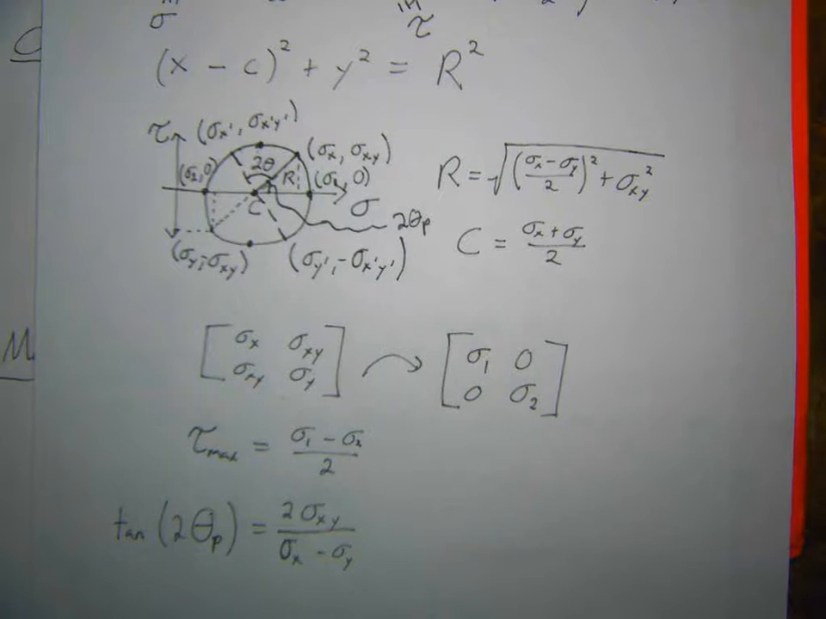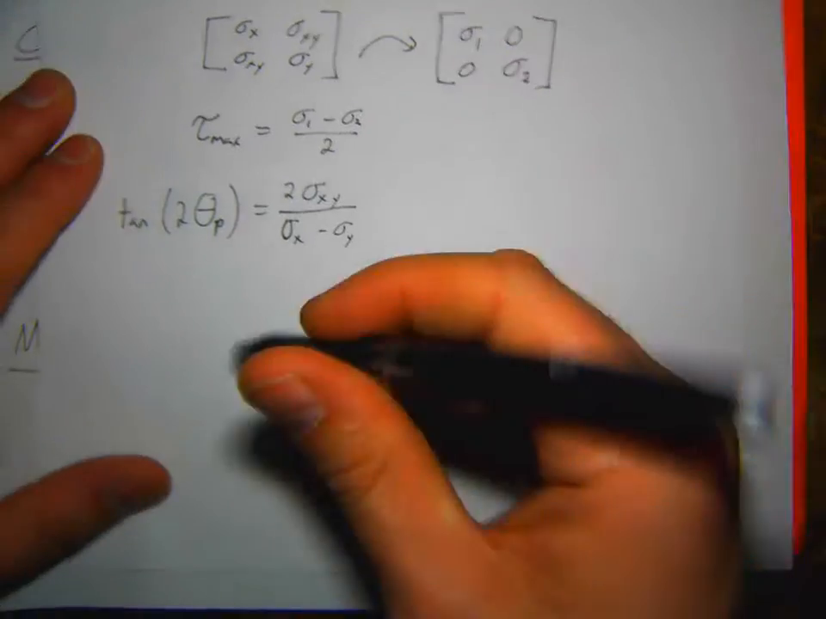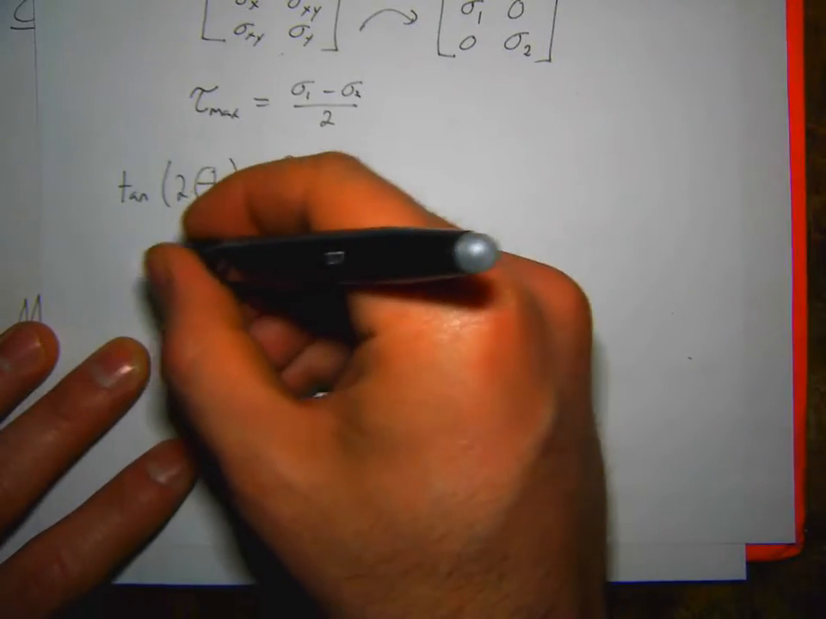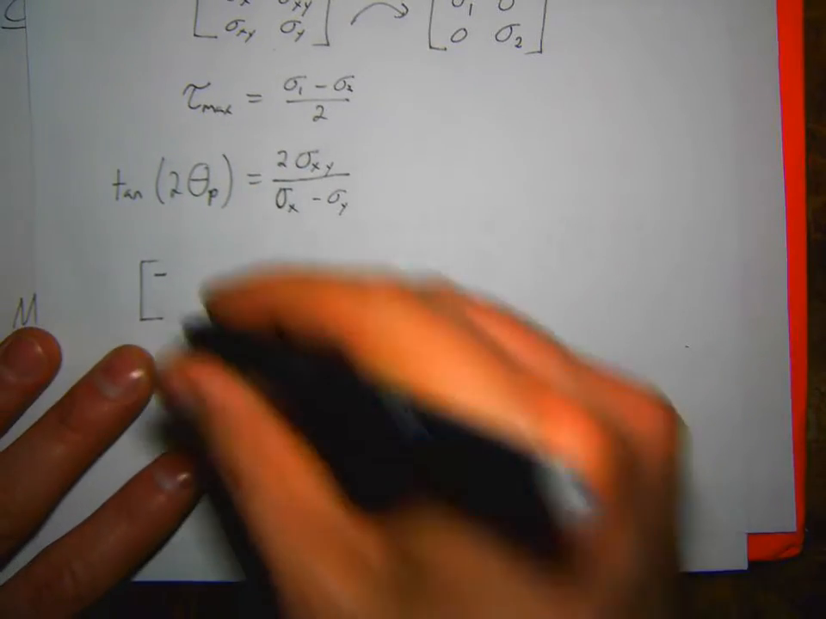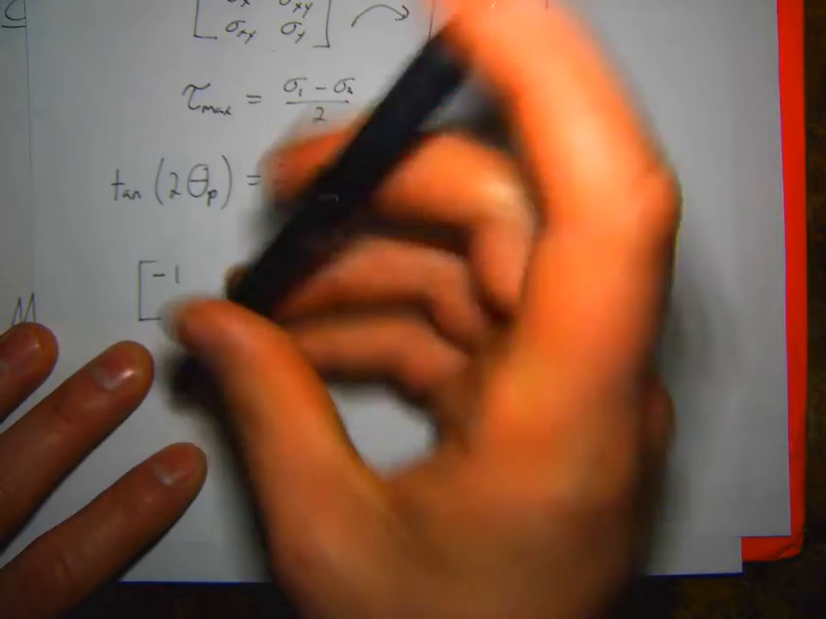So, this is again a very useful tool for looking at what stresses are in a body. Cool. And the sign of a point, does it indicate whether it's tension or compression? Yes. So here, let's say I had some stress that was negative 1, or let's say positive 1.